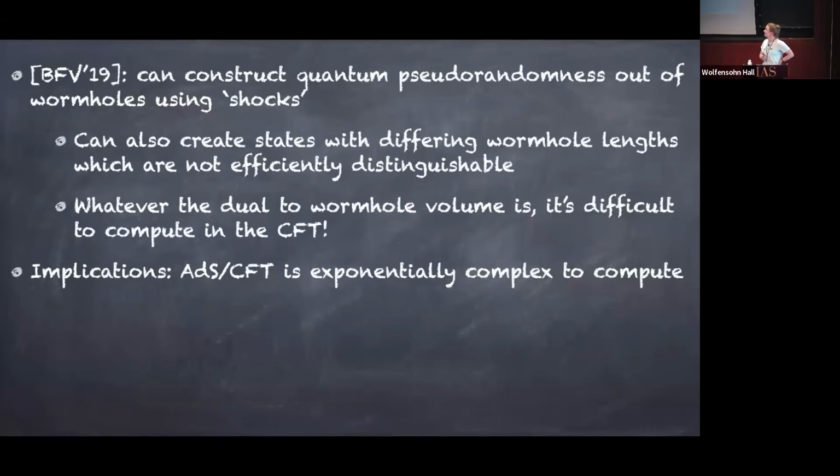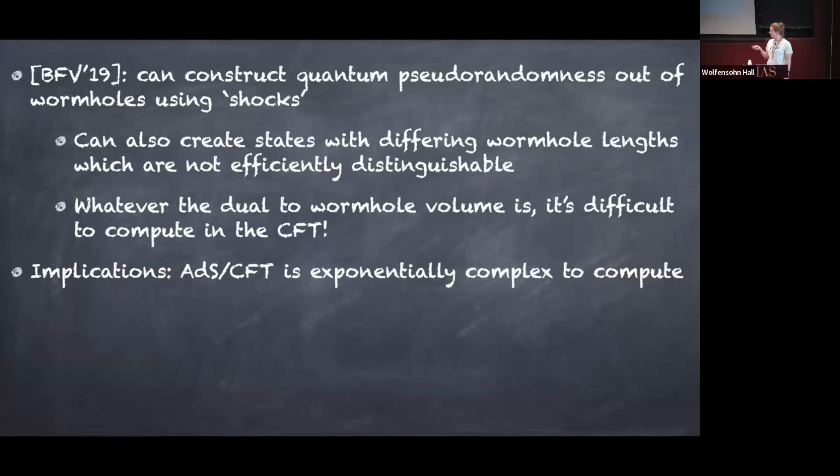So in BFE, it was shown that you can construct quantum pseudorandomness out of wormholes using shocks. The idea here is that the state on the boundary of ADS-CFT, which is dual to a bulk state containing a wormhole, isn't pseudorandom itself. But from this boundary state, you can construct a state that is pseudorandom by applying a sequence of random shocks. These states are pseudorandom, and that means that by definition, their complexity can't be measured efficiently. And that begins to raise some questions about the complexity equals volume conjecture.